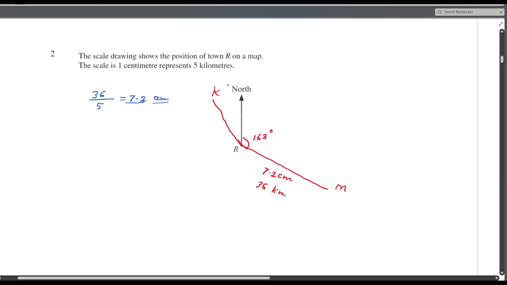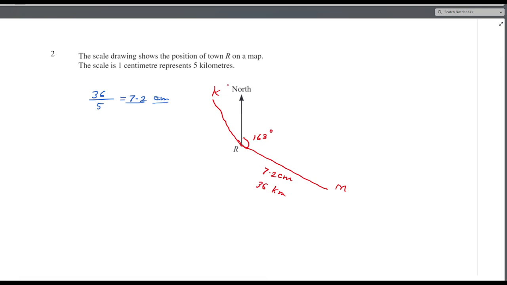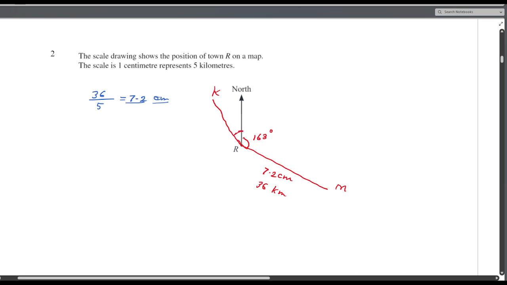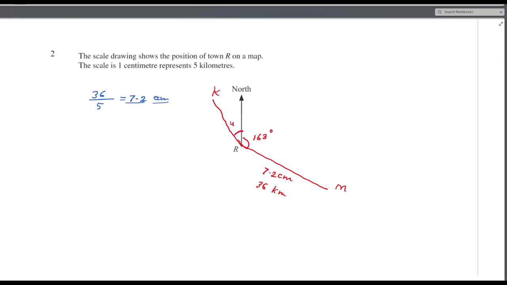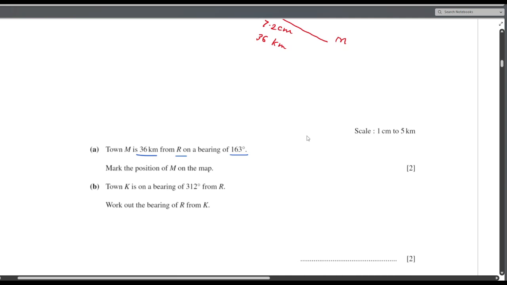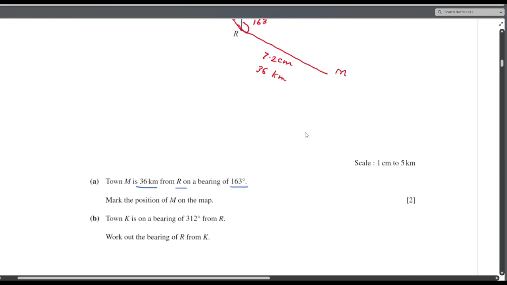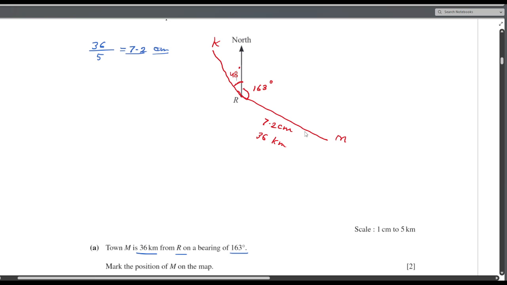Now 360 minus 312 is 48 degrees. So this angle will be 48 here, because we always measure angle in the clockwise direction. So here town K is on the bearing of 312 from R. Work out the bearing of R from K.